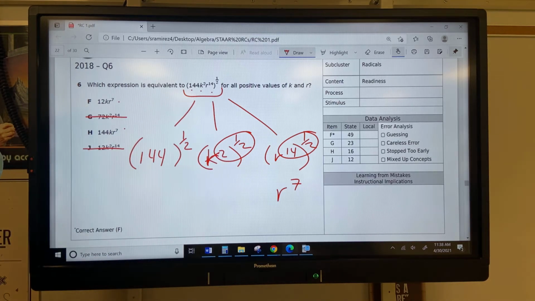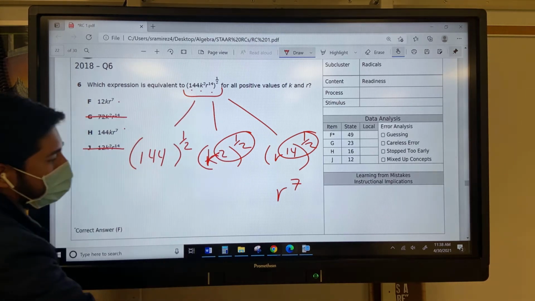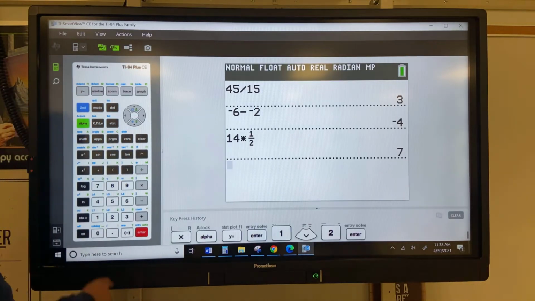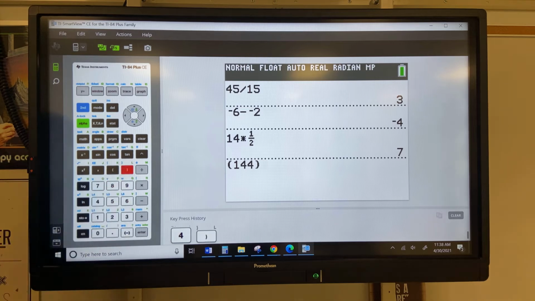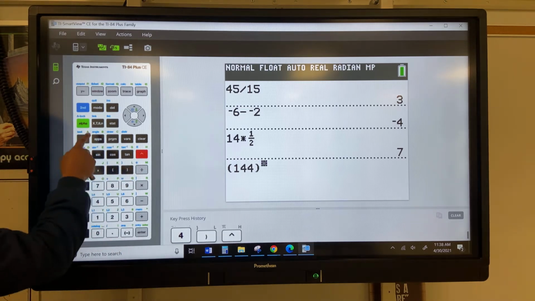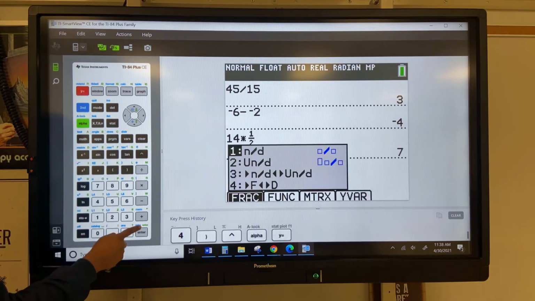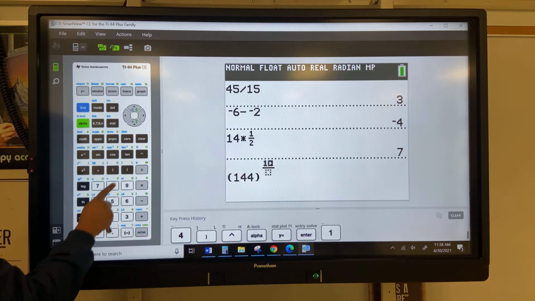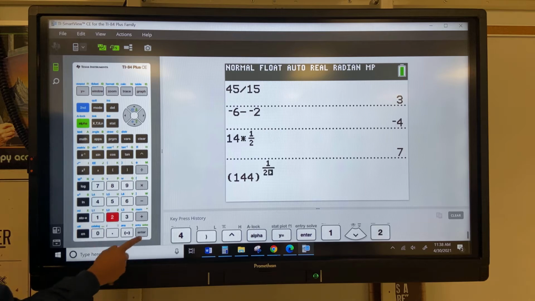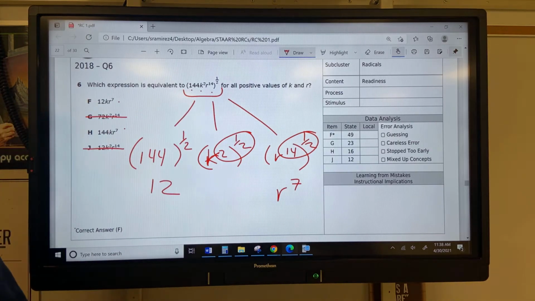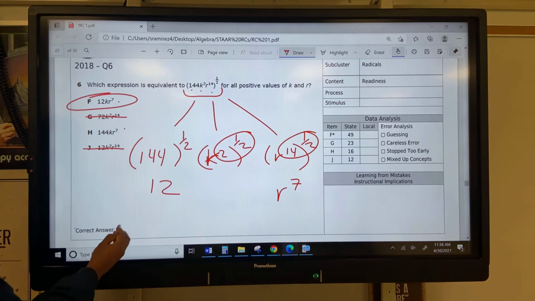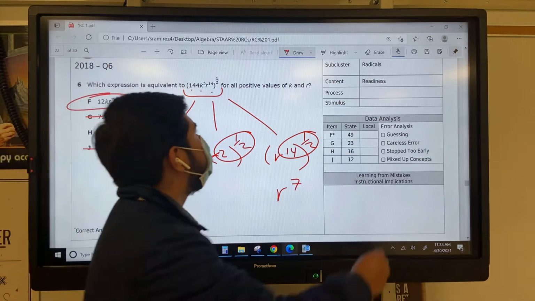Got to do this in the calculator. 144 to the power of half. How do I do that? Check it out. Parentheses. 144. Parentheses. Up button. It's a fraction, so put a fraction. Alpha y equals enter. 1/2. Enter. We get 12. Where's 12? Boom. Boom. Love it.